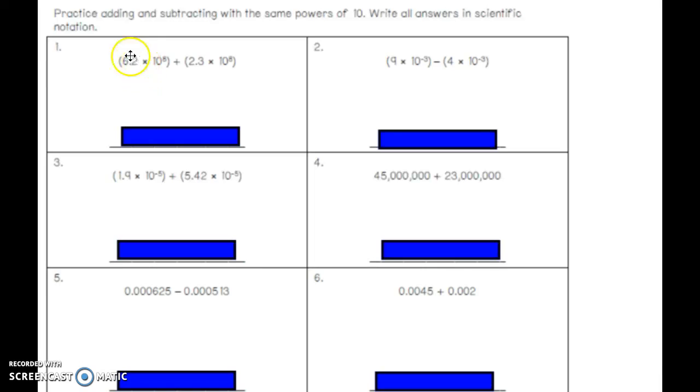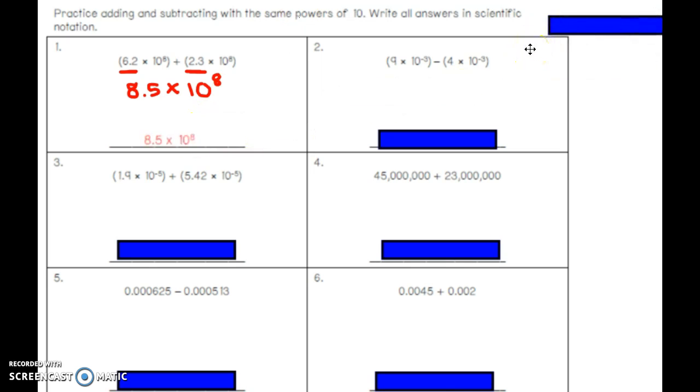So at the beginning, we see that we have this number times 10 to the 8th plus this number times 10 to the 8th. And like we said before, if they both have the same power of 10, that means they have the same number of place values. So what you're going to do is you're just going to combine the numbers that are out front. So 6.2 plus 2.3 is just going to be 8.5. And because they have the same number of place values, they're also going to have the same power of 10. So we're going to keep the power of 10. We're going to add our numbers out in front. And as you can see, we still get 8.5 times 10 to the 8th.